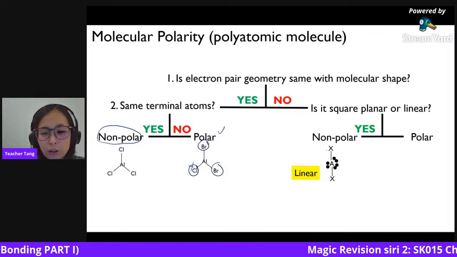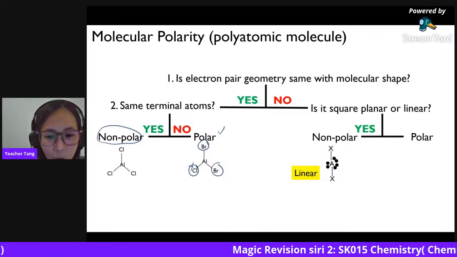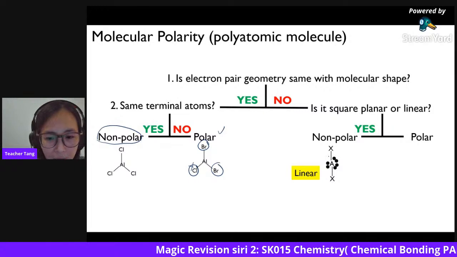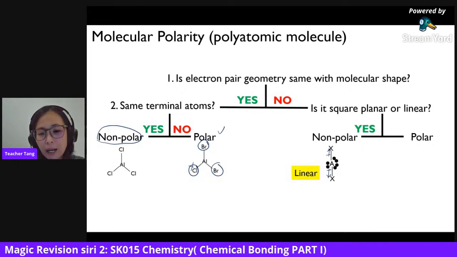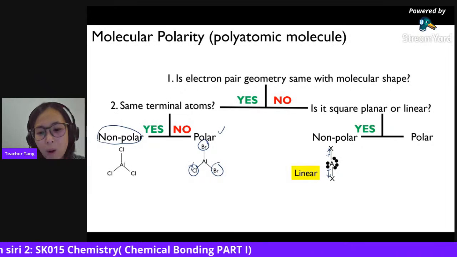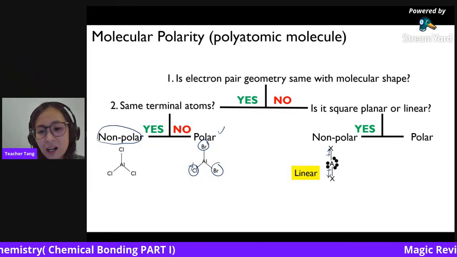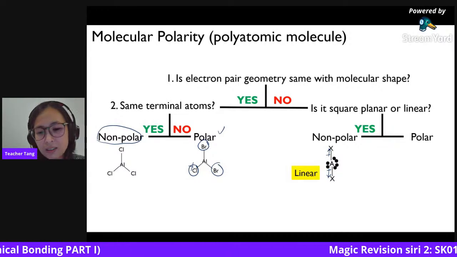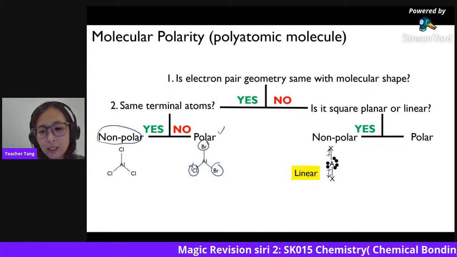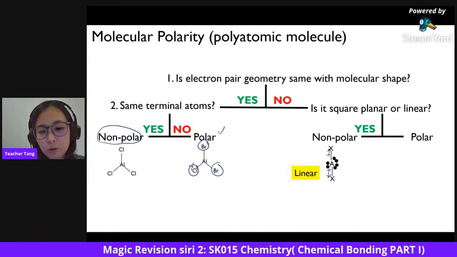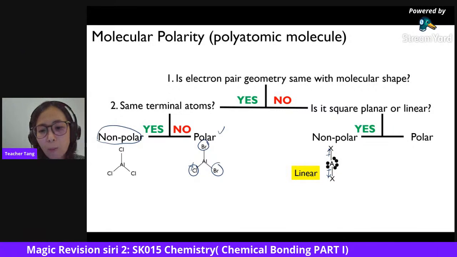So assume X is more electronegative. Can you see that in this linear shape? The bond dipoles can actually cancel out one another. When they cancel out one another, it means that this linear molecular shape is symmetrical. So the net dipole moment is equal to 0 and you get a non-polar molecule.